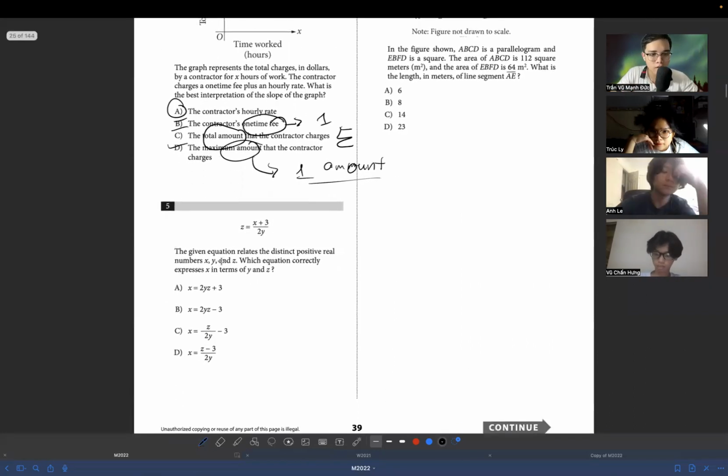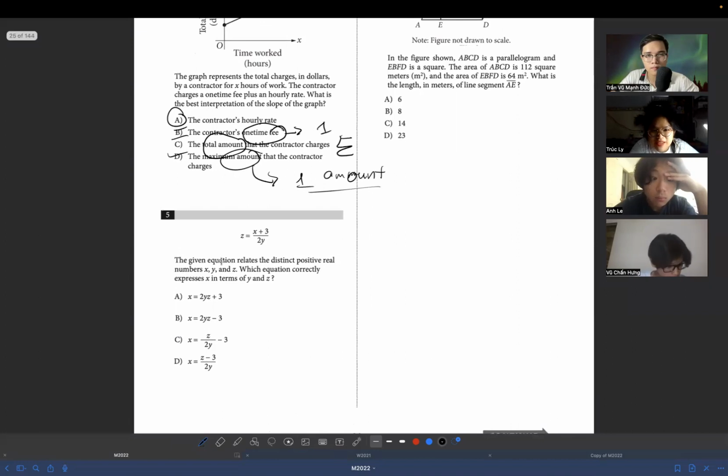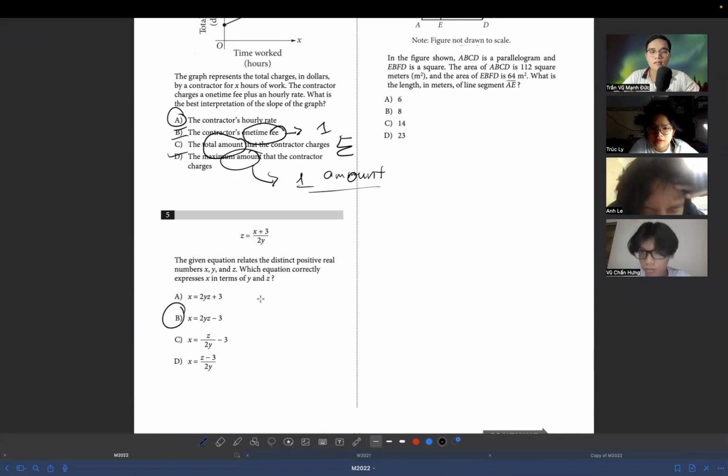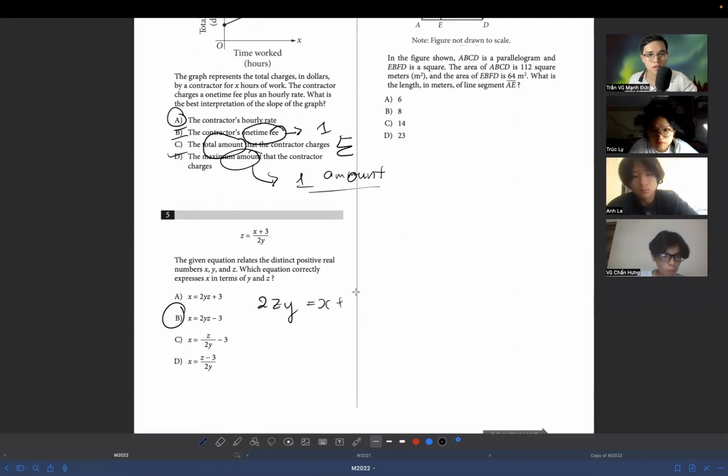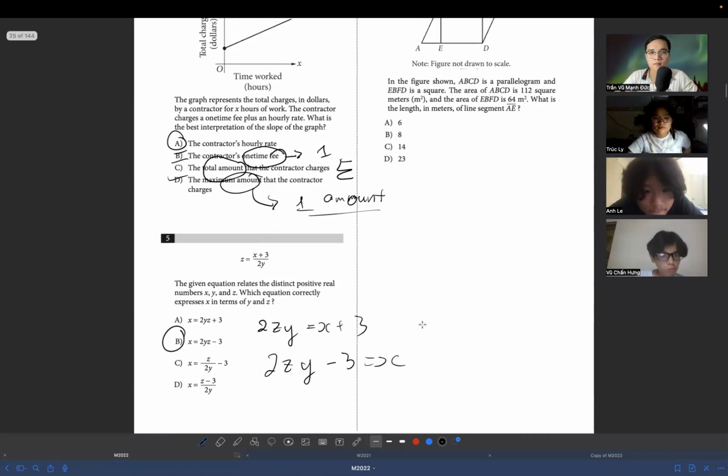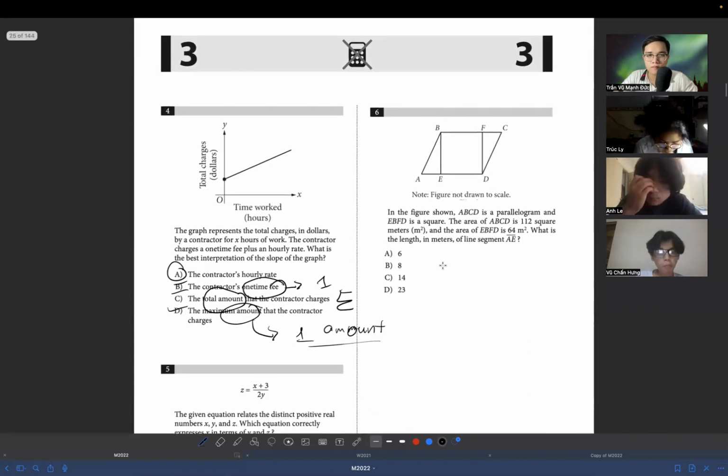Next is 5. It's very, very easy. Can you give me the answer to this, Lina? B. I'm sorry, what is it? B. All right. B. Let's see. Which equation correctly expresses x in terms of y and z? 2zy is x plus 3. 2zy minus 3 is x. Exactly. Yes.